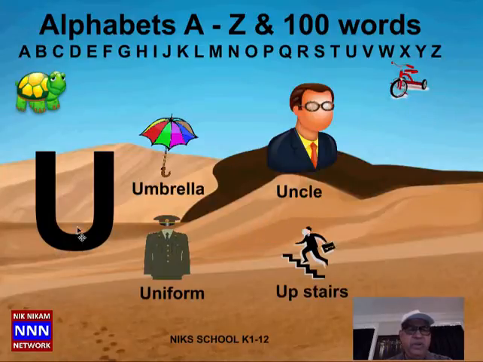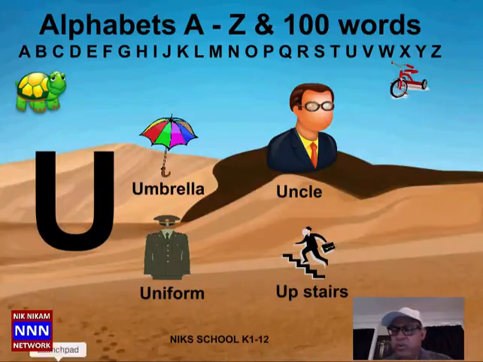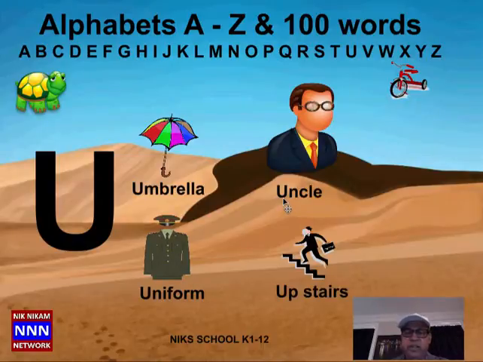Okay, let's see what else we got with U. We got an umbrella. Uncle. Uncle also starts with the letter U. Uncle is like your mom or dad's relative, an older person. And do you have an uncle? You see, uncle usually comes and teaches you a lot of good things. They bring you gifts and they take you to all these picnics. So you have to be nice with your uncle. Uncle also starts with U.